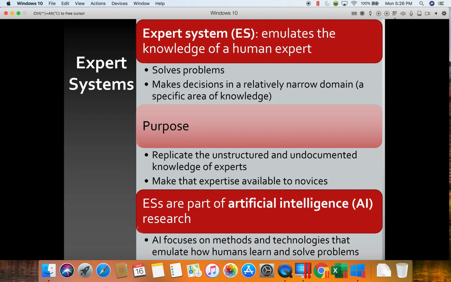So the purpose of the expert system is to replicate the unstructured and undocumented knowledge of the few, the experts, and make it available to many other people who need the knowledge but do not have that same level of expertise. Expert systems are part of the artificial intelligence area of technology, and they often try to focus on emulating how humans learn and how we solve problems. An expert system is required when it is not possible to get access to the expertise of the individual.